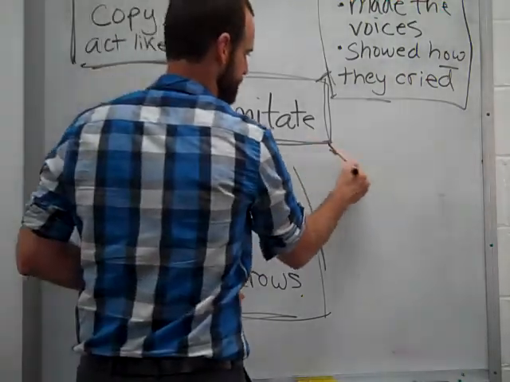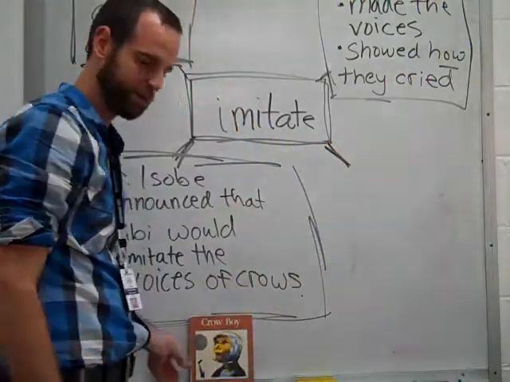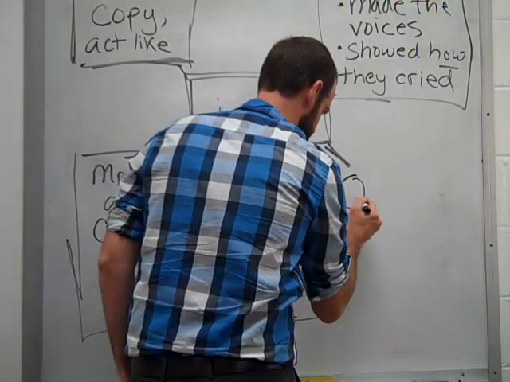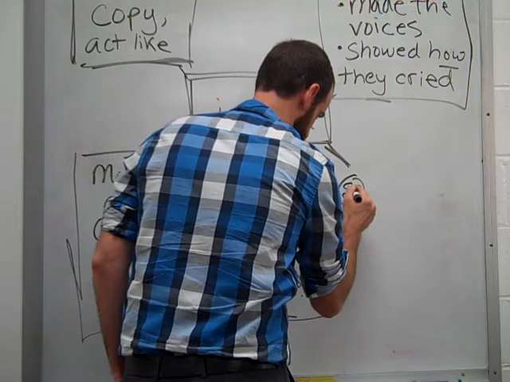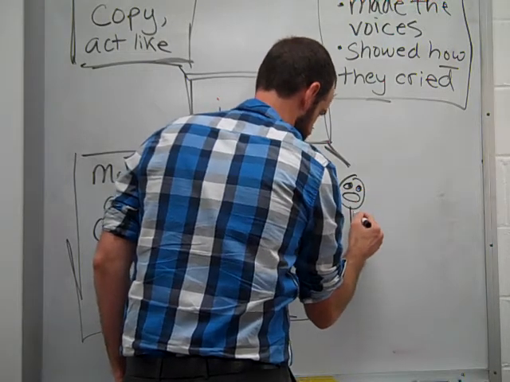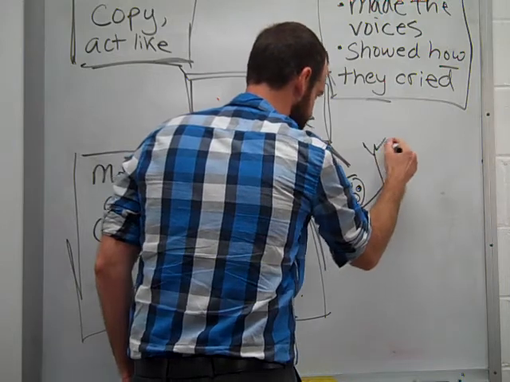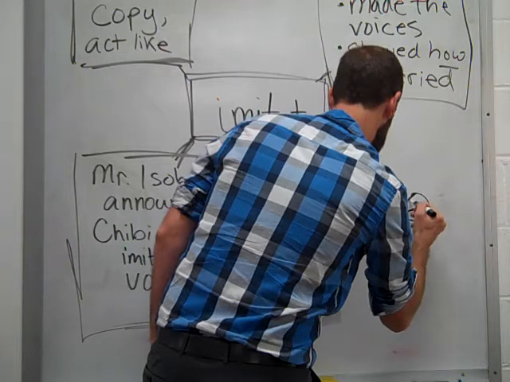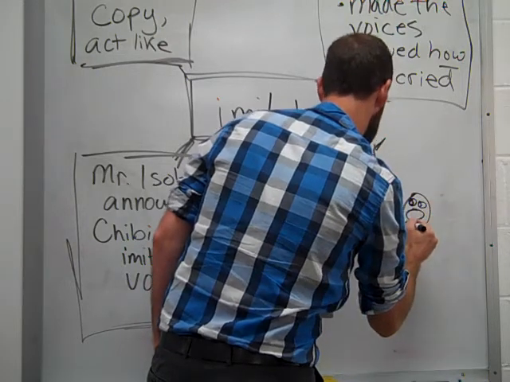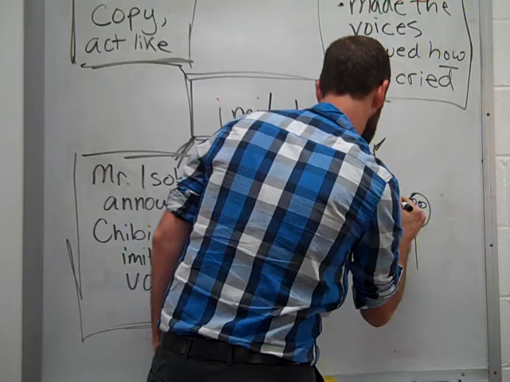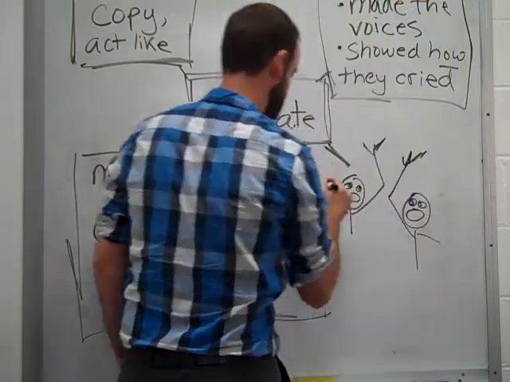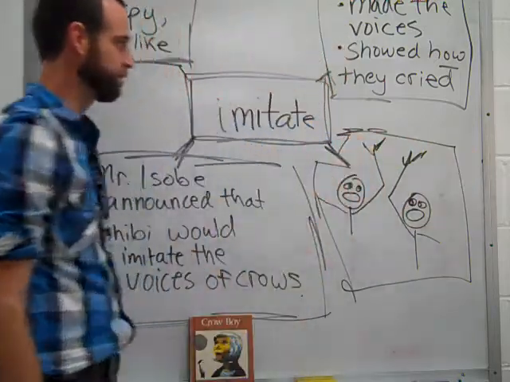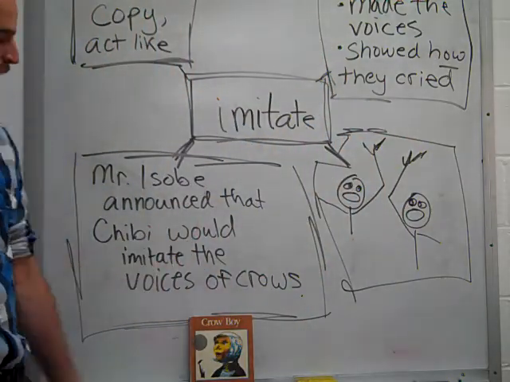And then finally I'm going to draw a picture of imitating. Not necessarily from the story, but if imitate means to copy, I'm going to draw something. Have you ever played that mirror game where you do the same thing that your friend does? You try to copy each other? There we go, they're copying each other. Okay? That represents the copy.